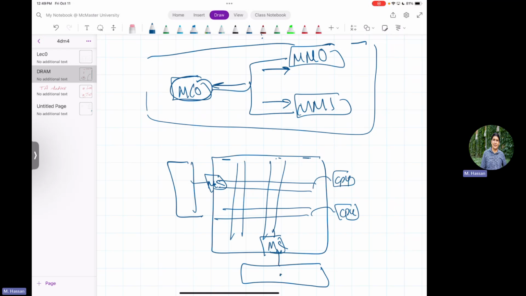The reason they want to have multiple is also to minimize the time it takes for the CPU to traverse to the memory controller on a chip. So they try to separate them physically on the interconnect as much as they can. Okay?